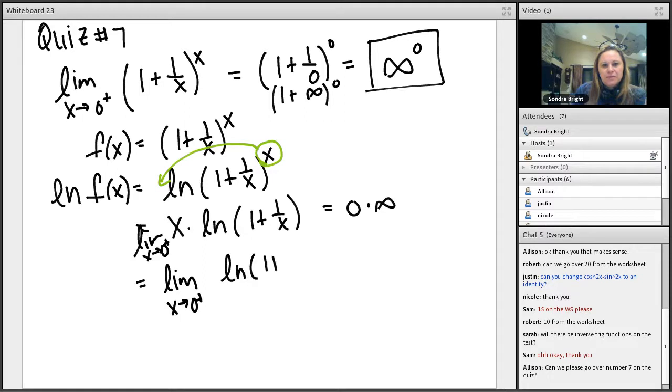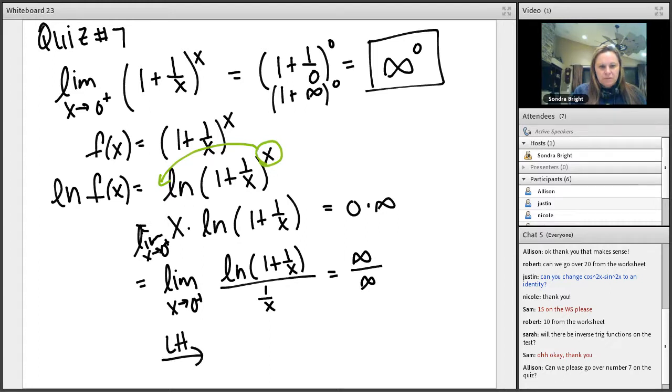I would write it as the natural log of 1 plus 1 over x divided by 1 over x. Dividing by the reciprocal will get it done. So now I have a natural log of infinity, which is infinity, and 1 over 0 is also infinity. So now I have an infinity divided by infinity, and I can do L'Hopital. So I'm going to go to the next page and do L'Hopital there. I'm not going to rewrite it again.